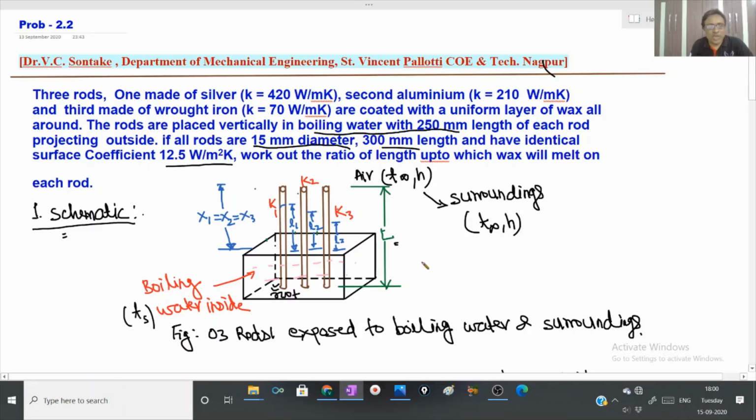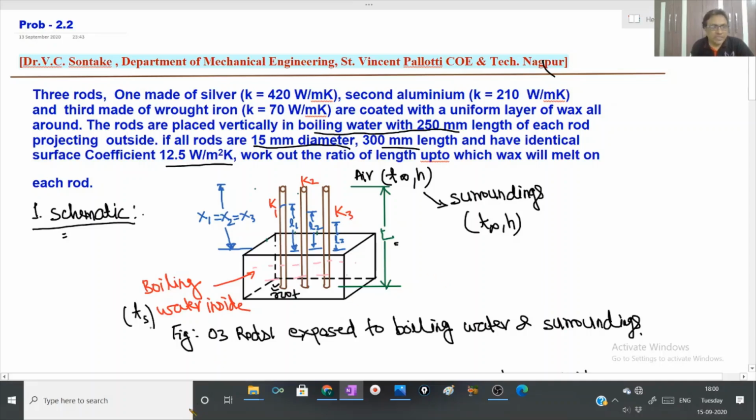All these rods are provided or coated with a wax. So due to heat flow from bottom end towards the upper end of all these three rods, wax will get melted corresponding to their thermal conductivity K1, K2 and K3 respectively. So this entire setup is nothing but a setup similar to that used in the Ingen-Hausz experiment.